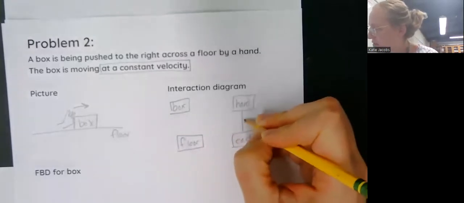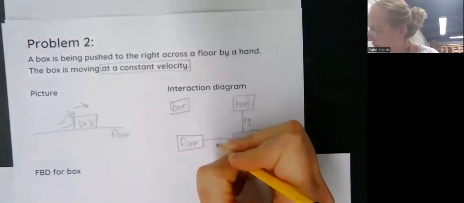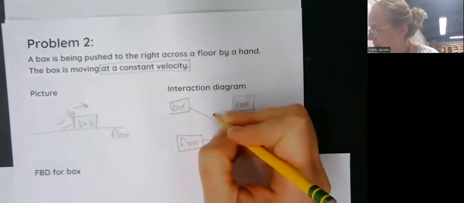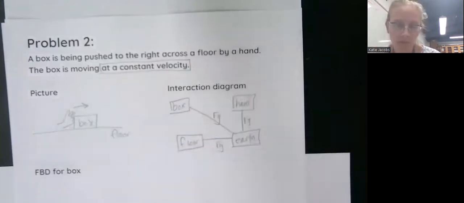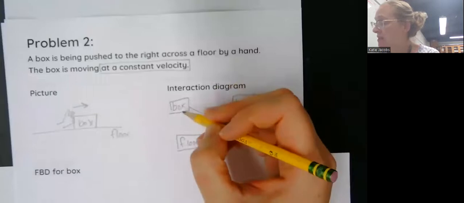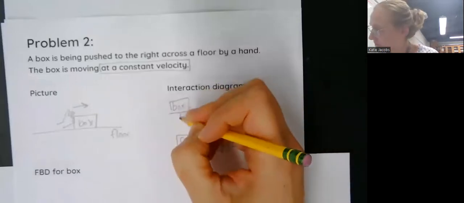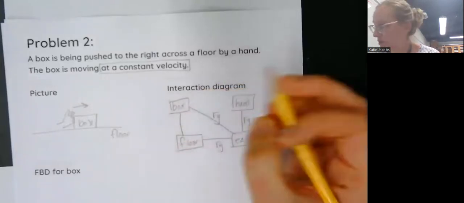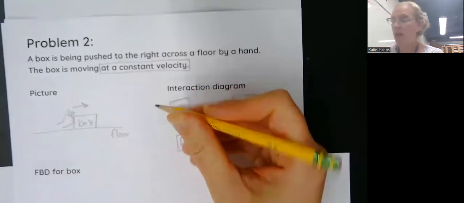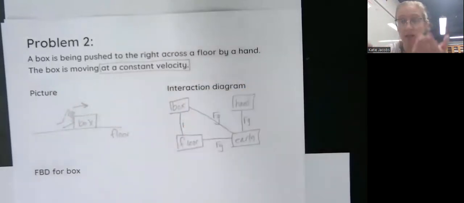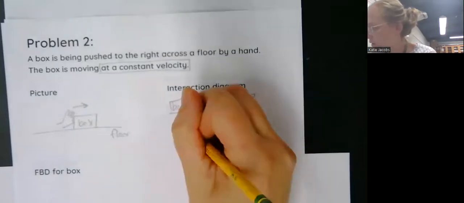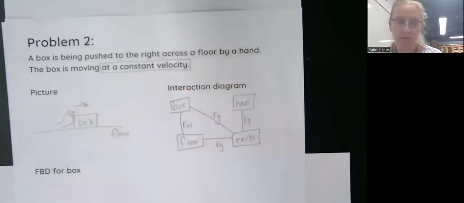I'm going to start off with FG between the earth and all 3 objects. Then I ask myself, what is touching what? The box is touching the floor. So there has to be a force between them. The floor is supporting the box up and the box is pushing down on the floor. We're going to call that a normal force.